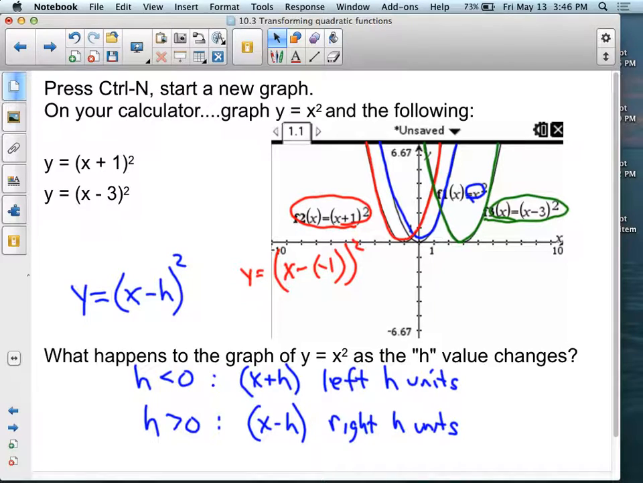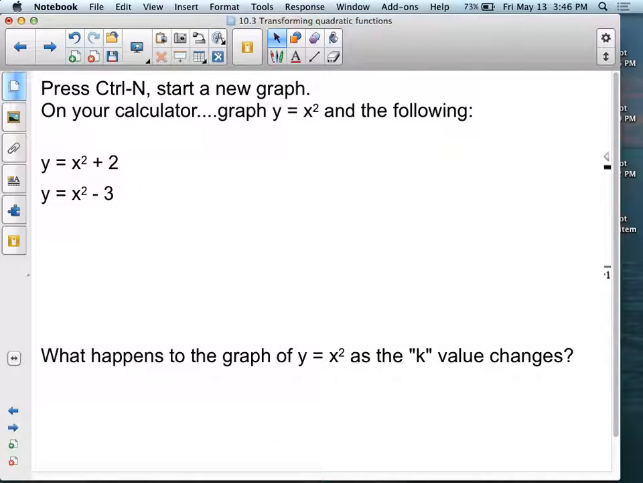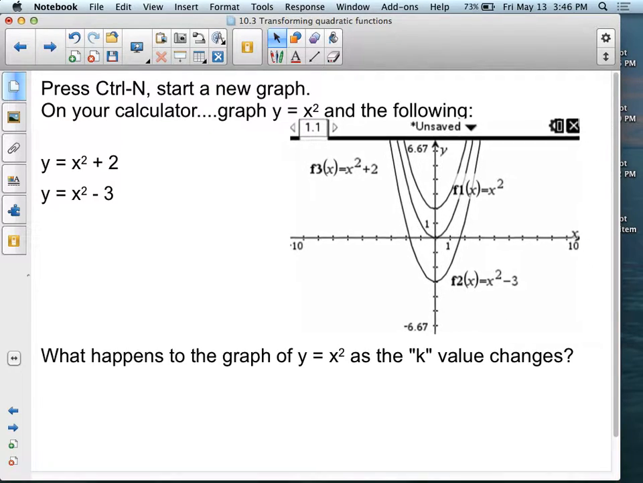So we got one more to take a look at. Again, let's do another control n, new graph, graph y equals x squared, and these two functions as well. Hit pause, and come back in a minute. Okay, check out these graphs. Did they match yours?